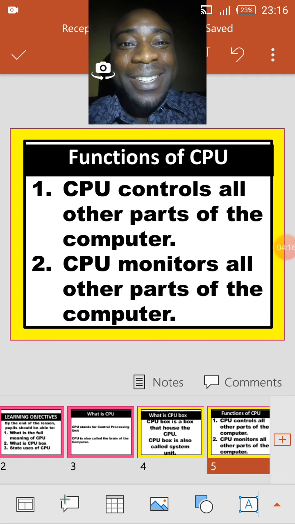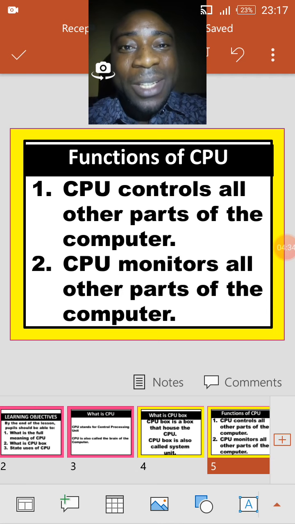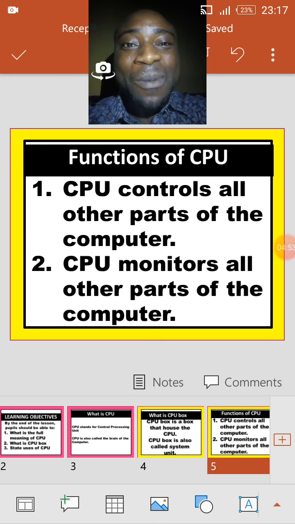Alright friends, the last thing is CPU monitors all other parts of the computer, like our brain. Like if a foreign body gets into my body, it will disturb me because the CPU will know that. And that is why my brain will keep telling me that I should remove this thing from my body. That's the same way the CPU works. It monitors all other parts on this computer.